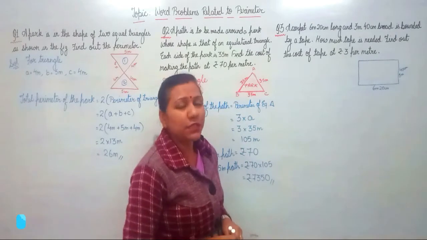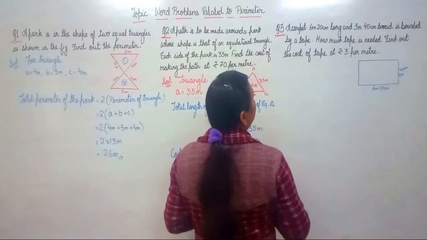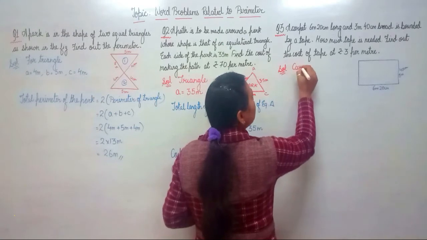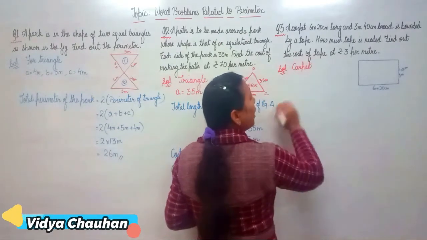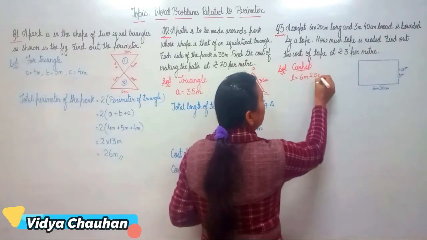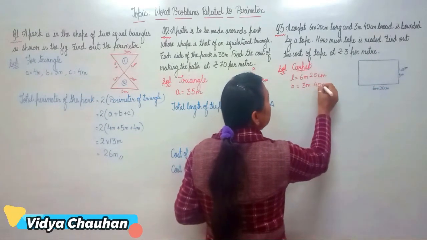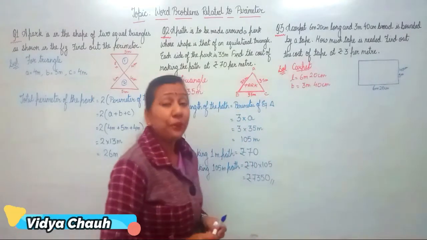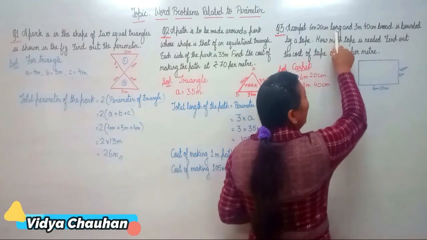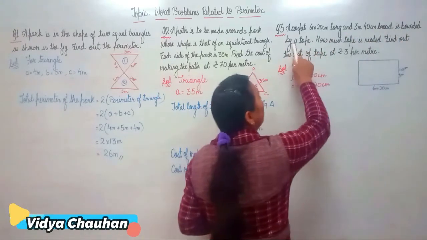If I begin the solution, very first we will write what things are given to us. Let's write the dimension of the carpet. For the carpet, the length is 6 meter 20 centimeter and breadth is 3 meter 40 centimeter. Clear? Now, what is being said? This carpet of length 6 meter 20 centimeter and breadth 3 meter 40 centimeter is bounded by a tape.